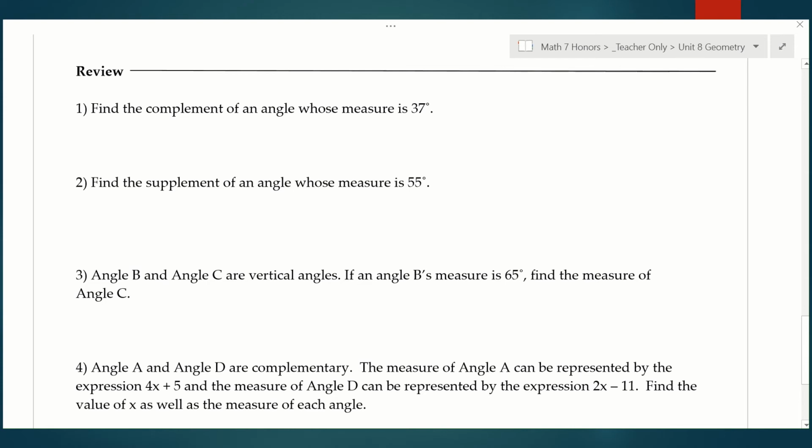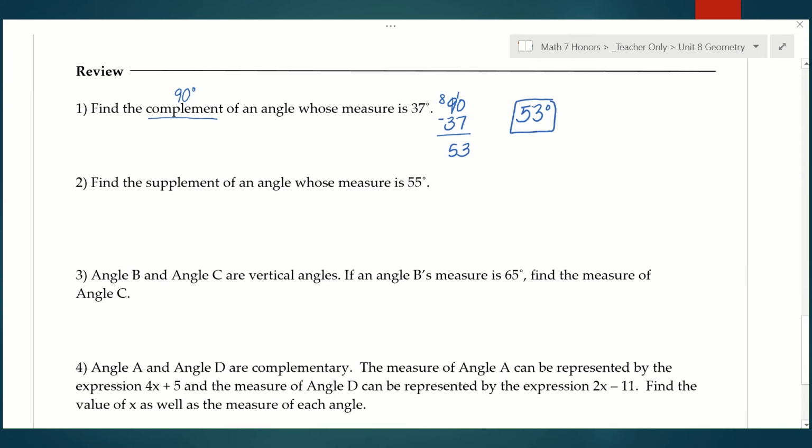Okay, so number 1 says, find the complement of an angle whose measure is 37 degrees. So remember, complement means that you have 2 or more angles whose sum is 90 degrees. So if I'm asking for the complement of an angle whose measure is 37 degrees, it means that some angle plus 37 is going to give me 90. So to find that missing angle, I'm subtracting from 90, and I'm getting that the complement would be 53 degrees.